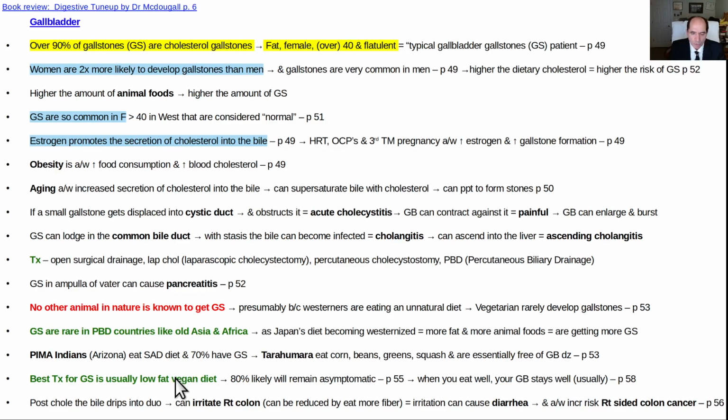Best treatment, again, most of the time for just gallstones in the gallbladder, is do nothing. Just eat healthy and forget about it, and you'll probably be fine. Most people will remain asymptomatic, at least 80% of them. When you eat well, your gallbladder stays well, usually, most of the time.